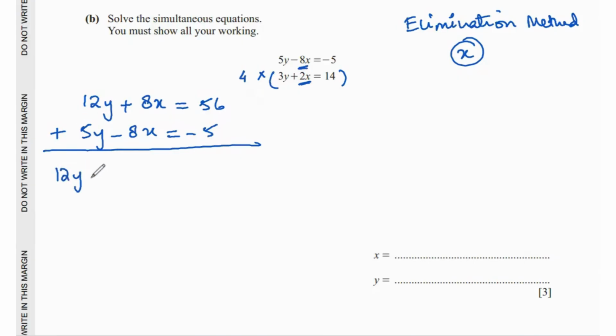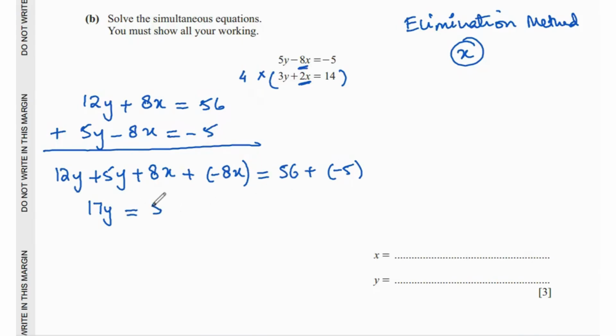Because 12y plus 5y plus 8x plus negative 8x equals 56 plus negative 5. So that's 17y, 8x minus 8x is 0, and 56 minus 5 is 51. y is going to be 51 divided by 17, which gives us 3. So y equals 3.